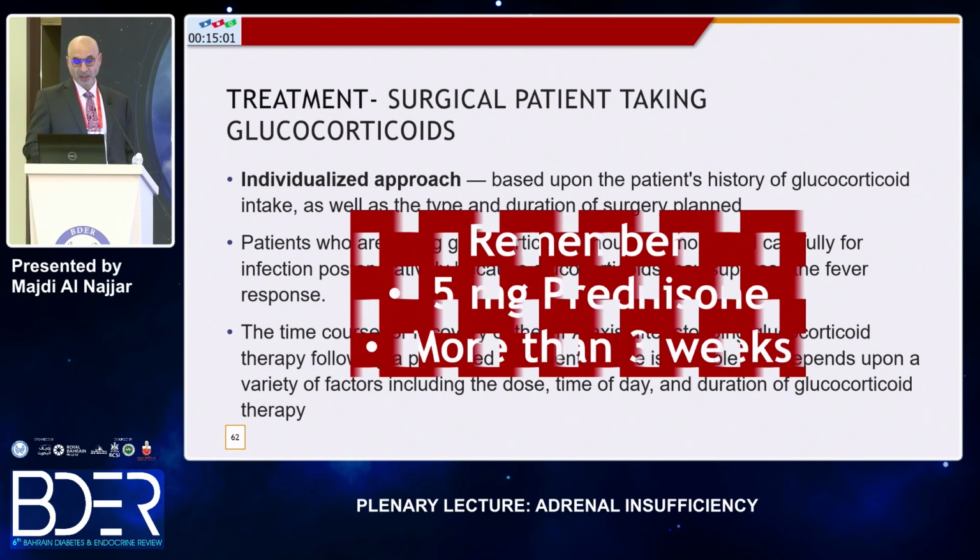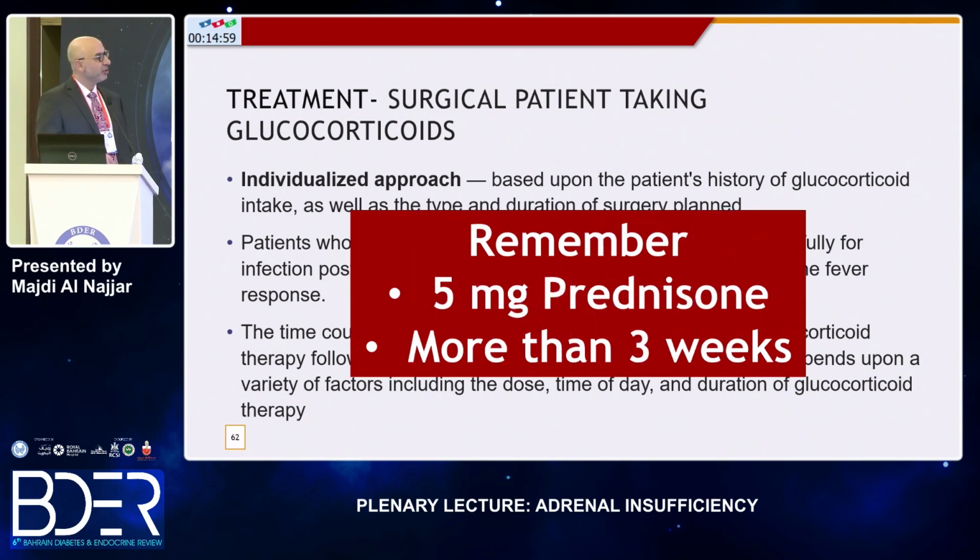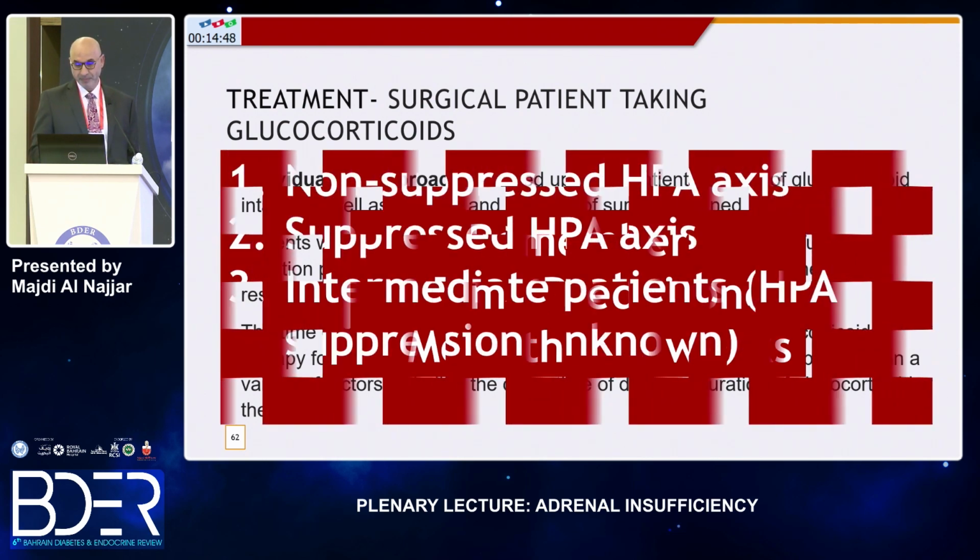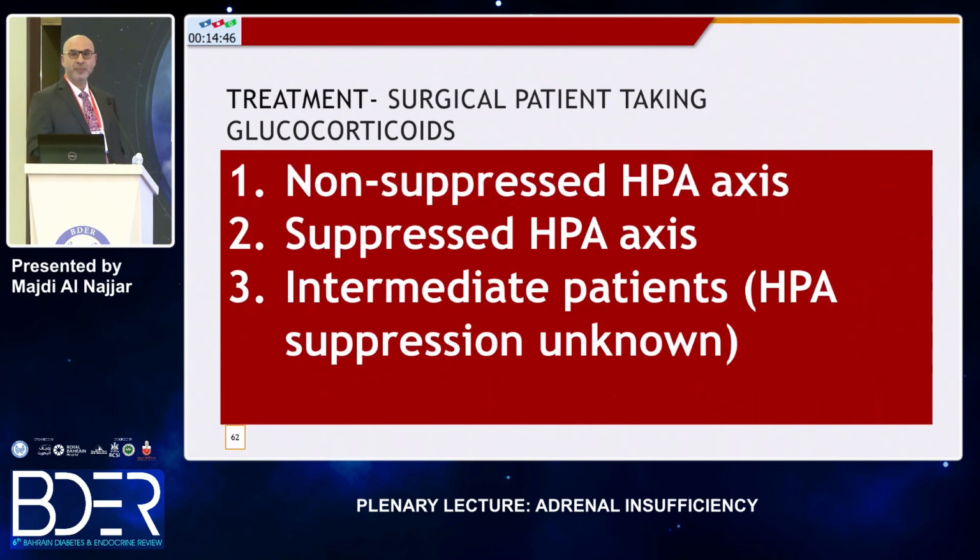Remember this: 5 milligram prednisone, more than 3 weeks. That's a number to remember. Any patient who takes 5 milligram prednisone or equivalent for more than 3 weeks may have HPA axis suppression and needs to be evaluated. We do group these patients into 3 parts.